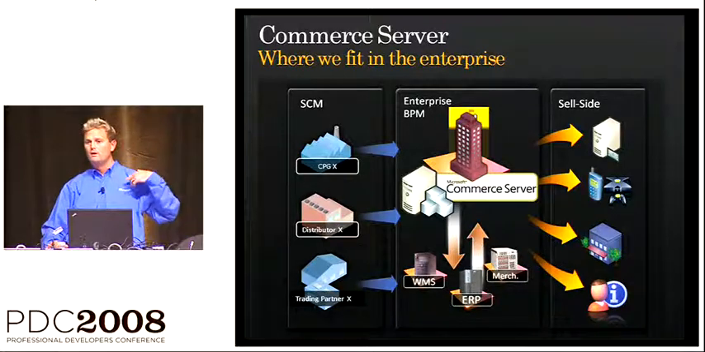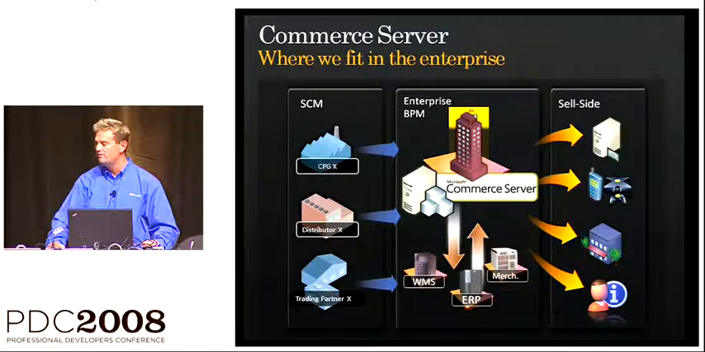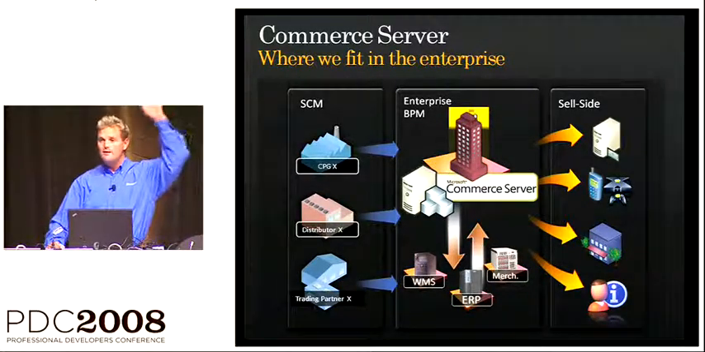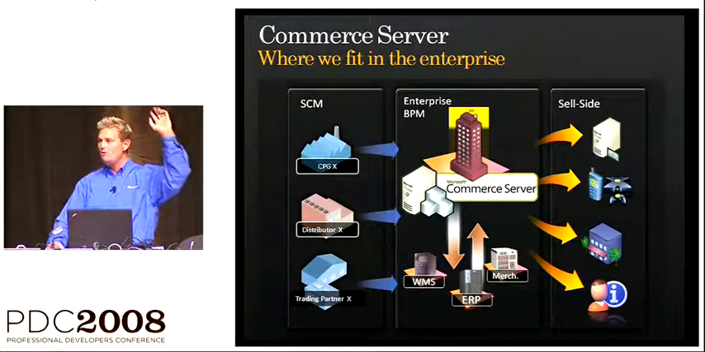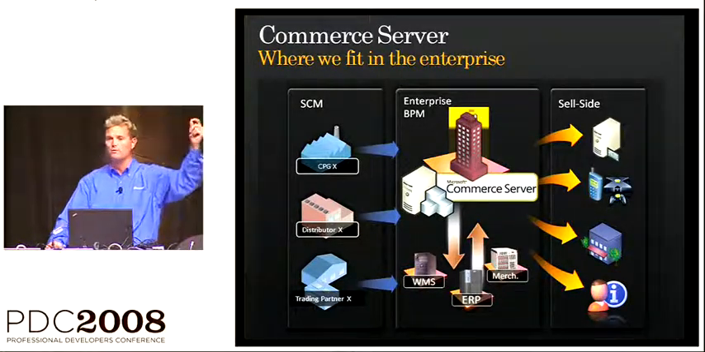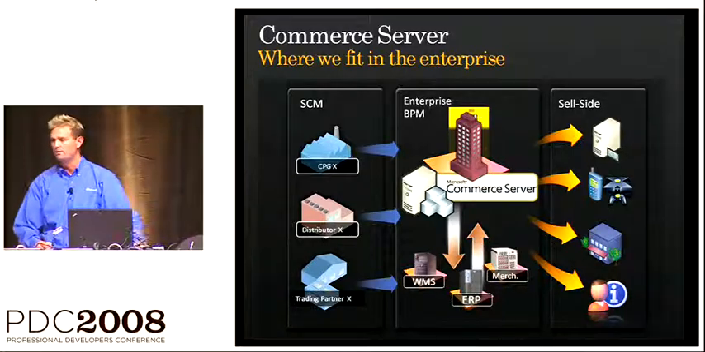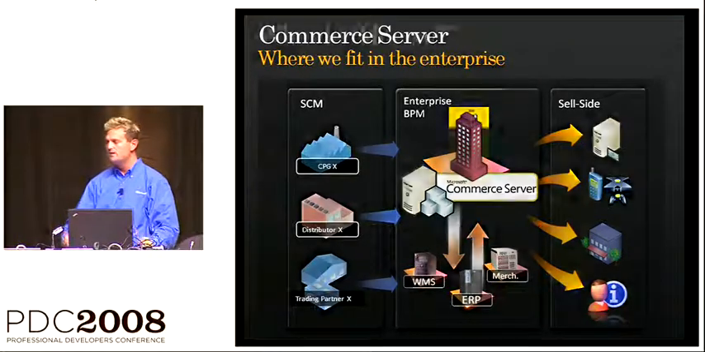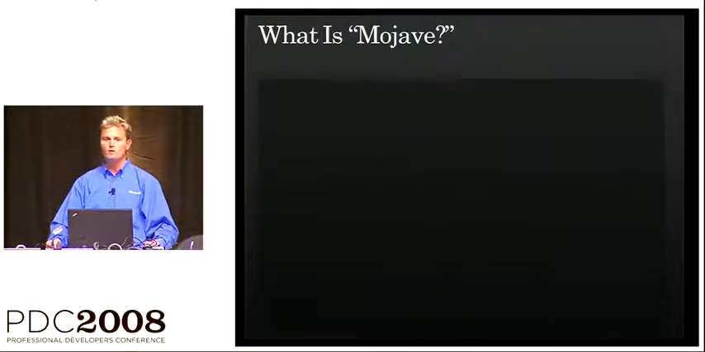We need to send catalog updates and inventory updates, and we need to sell not only on the e-commerce site, but across different channels, maybe a Windows mobile phone or an iPhone. There's a lot of complexity there. It costs a lot to do those sorts of things, let's face it. So what is Mojave? What are we doing to make this easier?